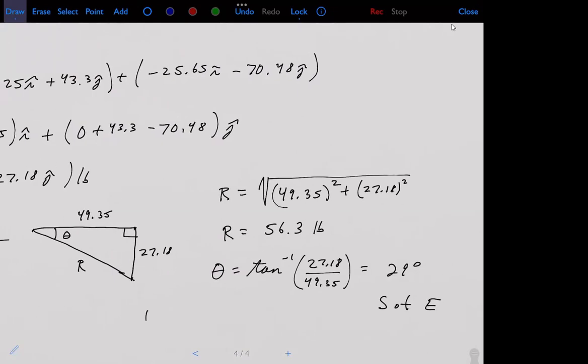So doing it analytically, we're getting R, that net force, is 56.3 pounds at 29 degrees south of east. Or if you want, you could do 360 minus 29, right? And give the actual angle from the positive x counterclockwise. Either way is fine. Okay, great.